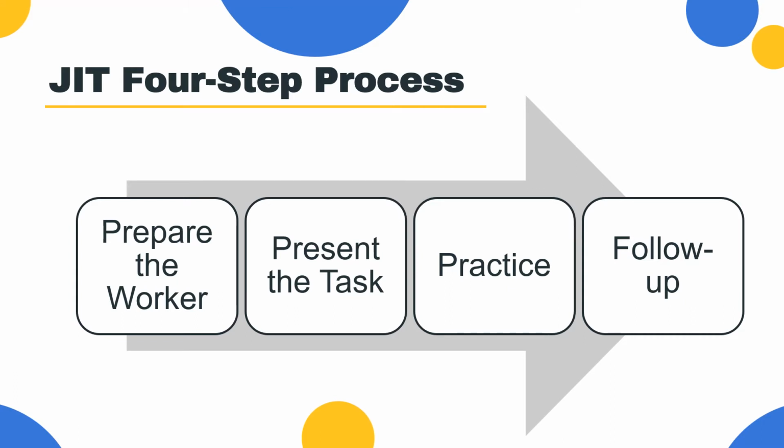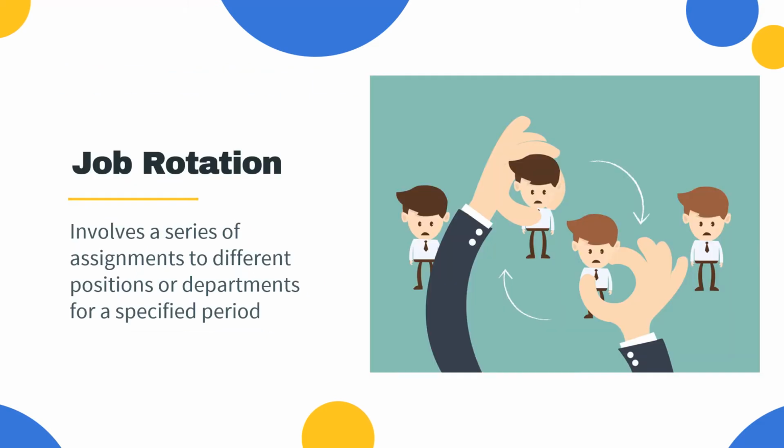So the second approach or technique under OJT is job rotation. Job rotation has a similar intent of developing job-related skills, but with this approach, a trainee is generally expected to learn more by observing and doing than by receiving instruction. Rotation, as the term implies, involves a series of assignments to different positions or departments for a specified period.